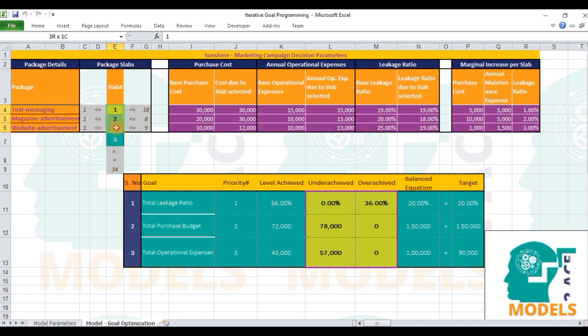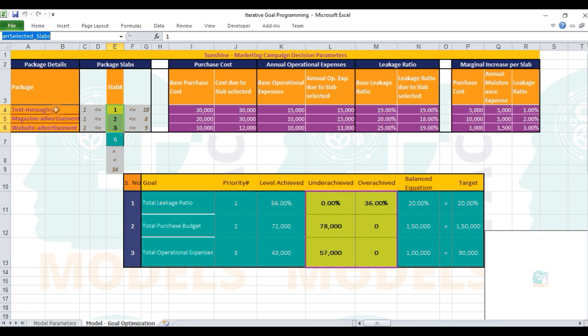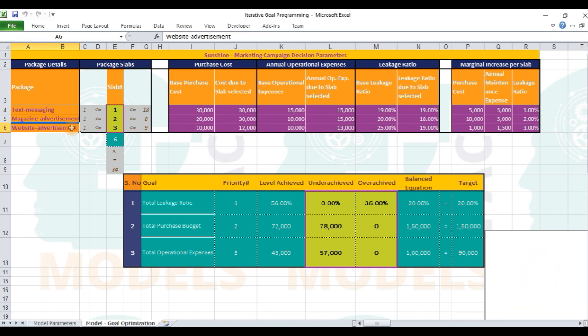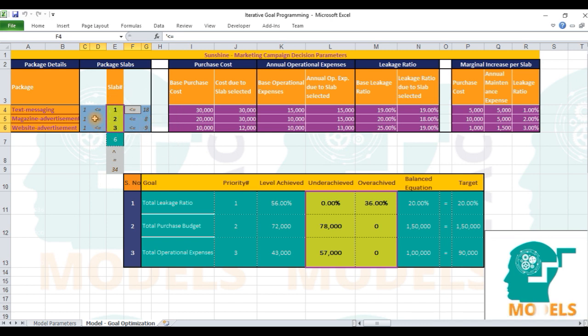This range of cells, named array selected_slabs using Excel's name manager, is where the selected slabs for the 3 packages are indicated. For example, this value of 3, in cell E6, indicates that slab 3 has been chosen for the website advertisement package. These gray colored cells indicate floor and ceiling constraints on those slab numbers. Clearly, the lowest value that these numbers can take is 1, denoted by these greater than or equal to conditions and these floor values of 1, collectively named array lowest_slabs.